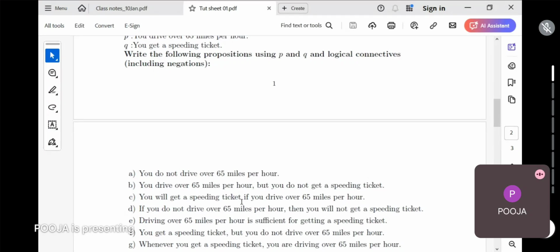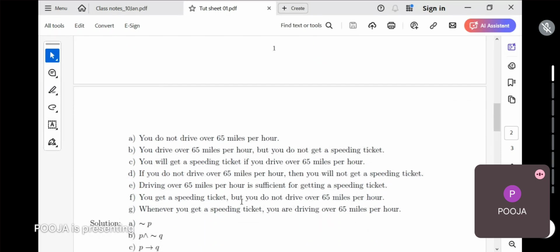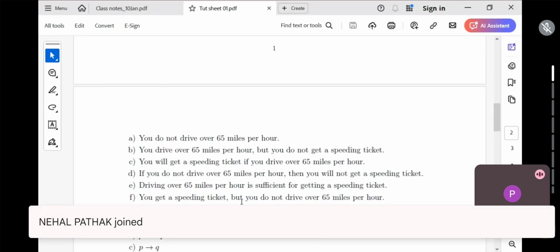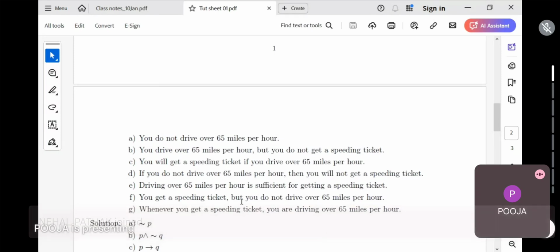यहाँ इस केस में Q is speeding ticket है, P is 65 miles driving है. So Q if P है तो इसमें it means P implies Q. तो आंसर will be P implies Q. If you do not drive over 65 miles per hour, then you will not get a speeding ticket.